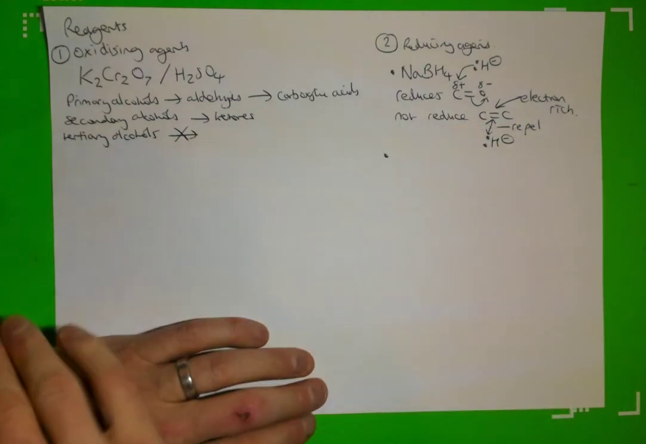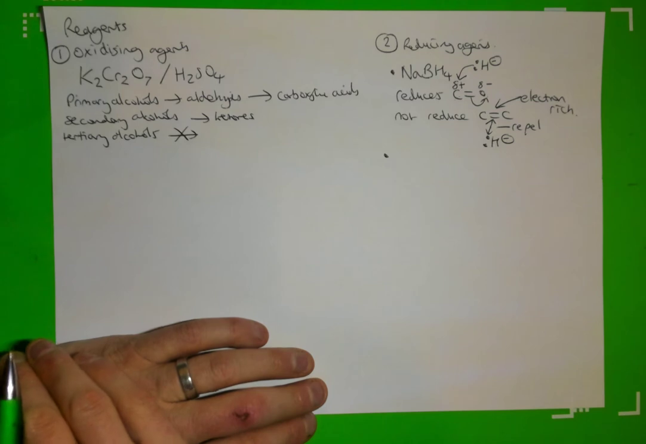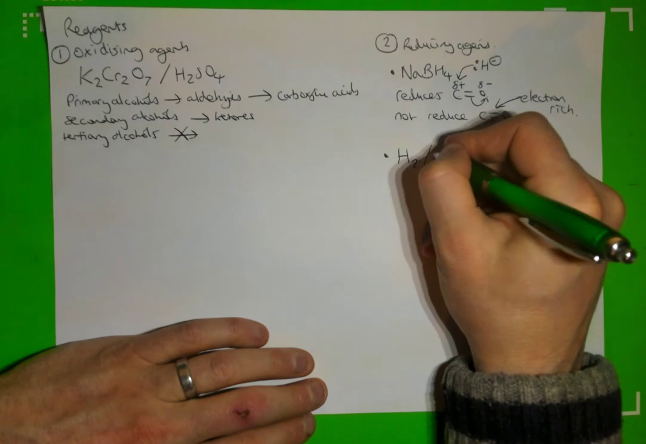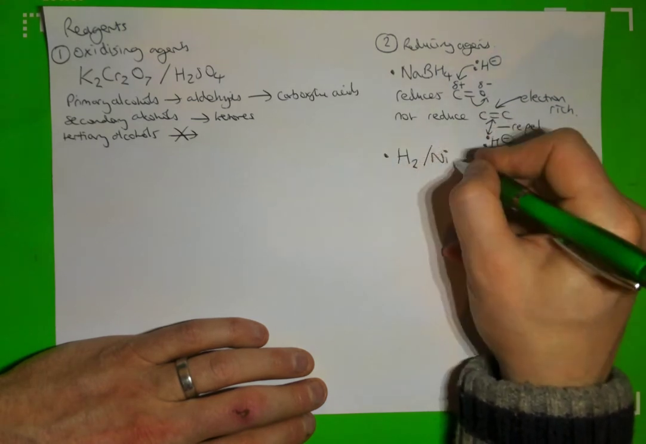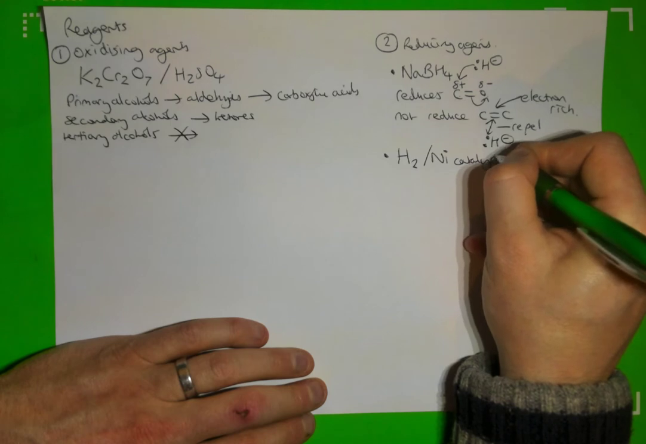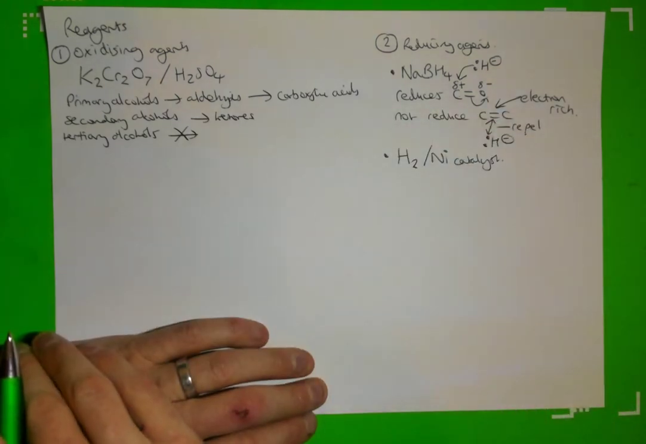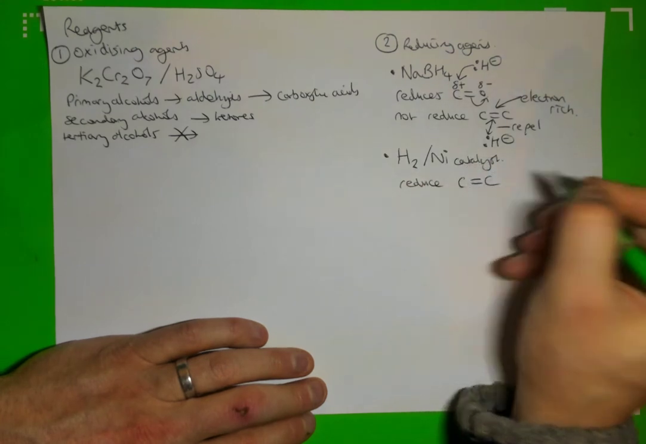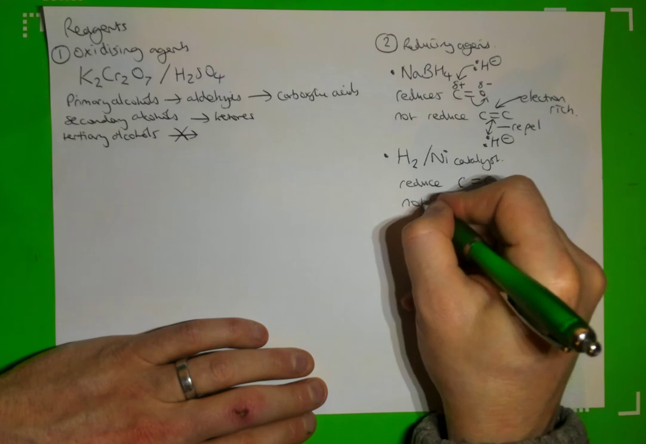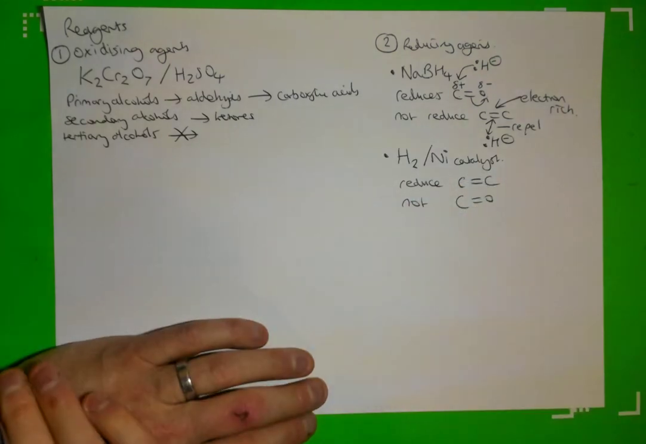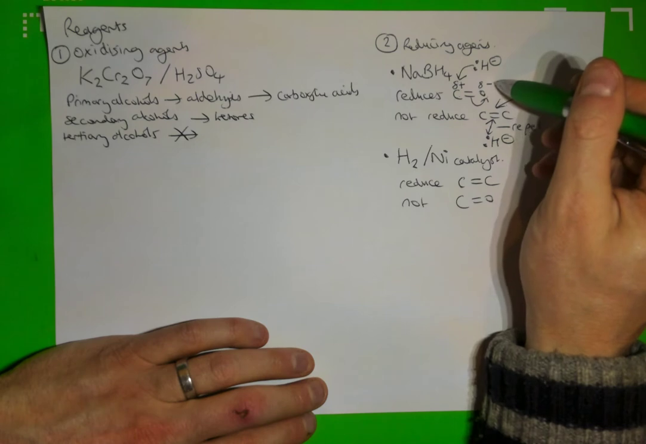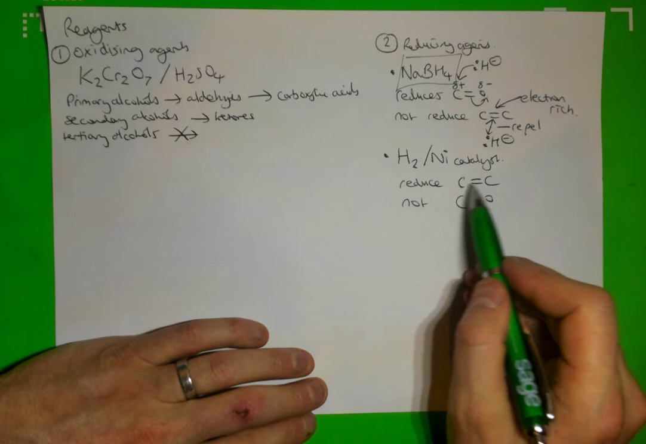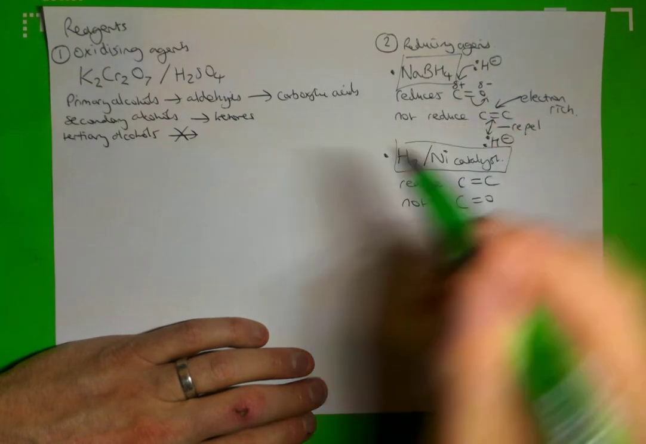Our second reducing agent that we're going to recap here is hydrogen with a nickel catalyst. Now, hydrogen and nickel catalyst is used to reduce C=C, but not C=O. Okay, so if you're going to reduce a carbonyl, you need this. If you want to reduce a carbon-carbon double bond, you need that.